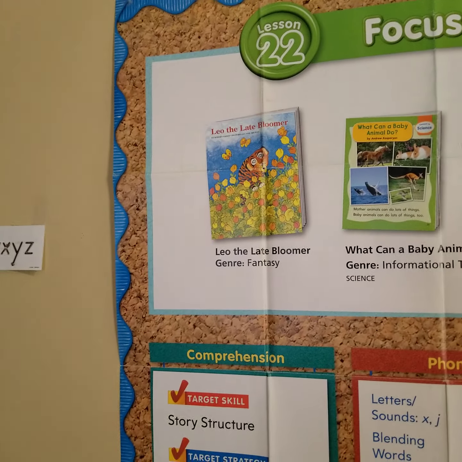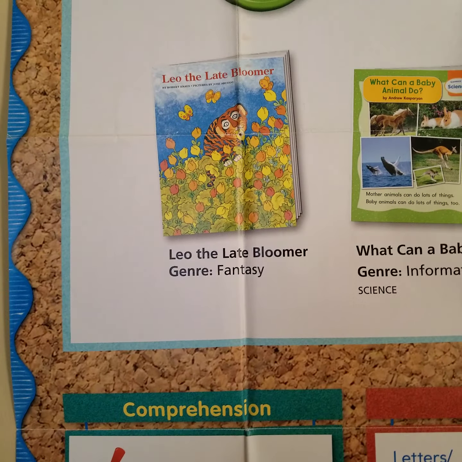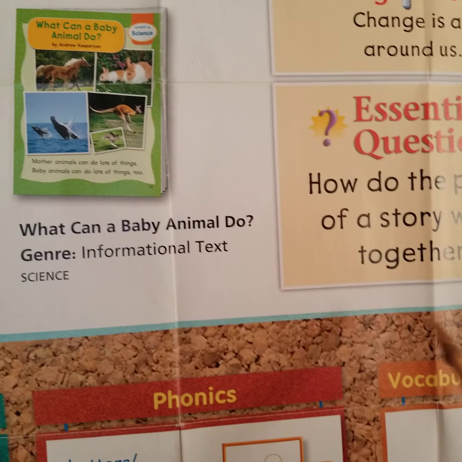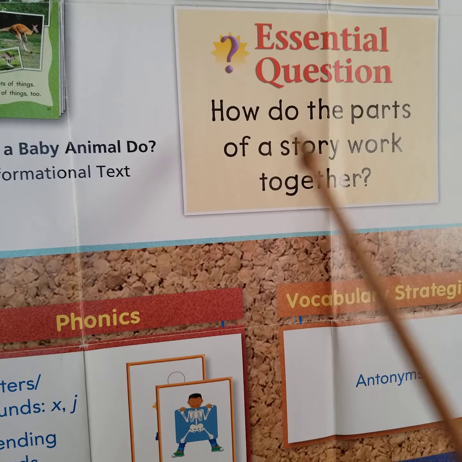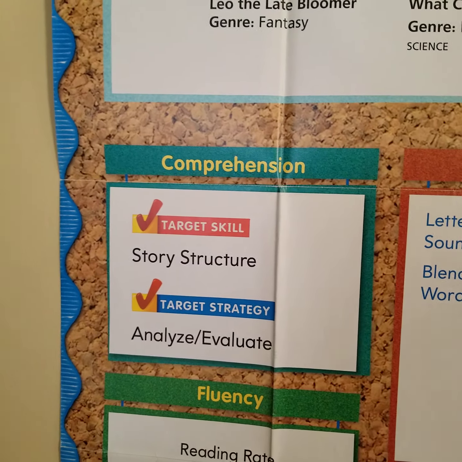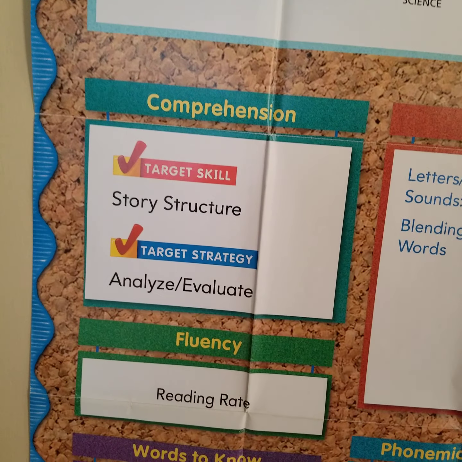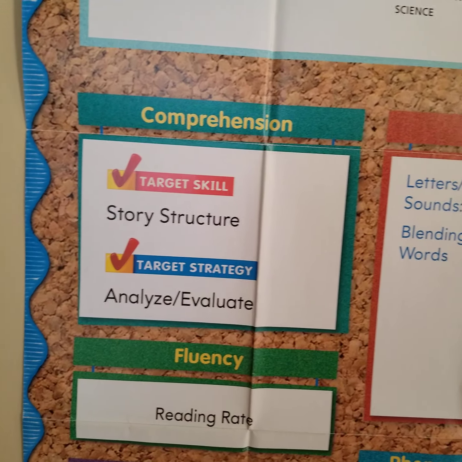Alrighty, today we will continue with lesson 22. We'll read Leo the Late Bloomer again and ask some questions about the story. We're focused on how the parts of a story work together. So we're looking at the story structure. That means the characters, the setting, what's the problem, how did the characters solve the problem. So we'll be analyzing and evaluating.